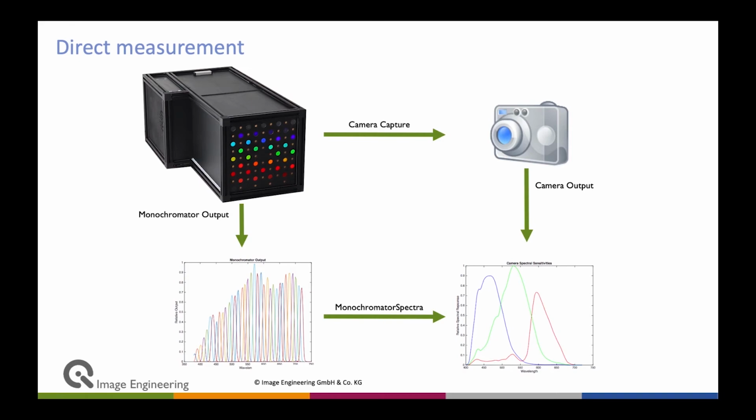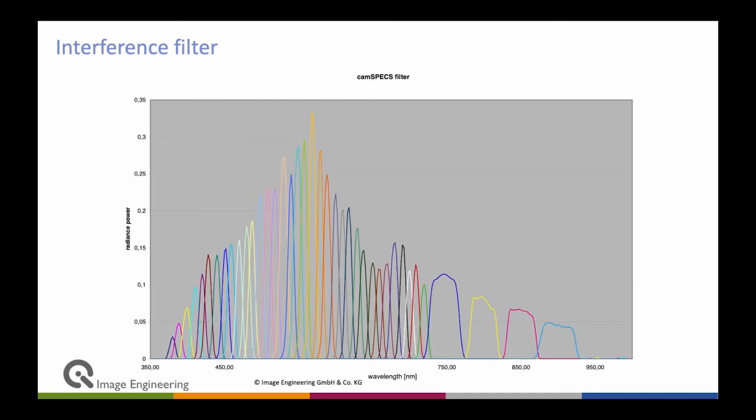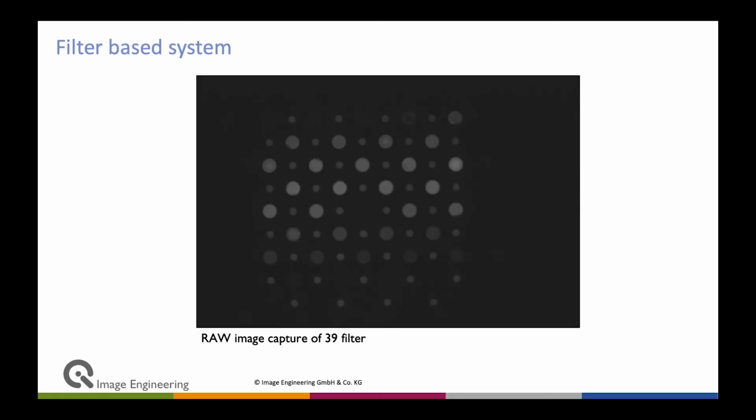So basically, how does that work? We have a monochrome output from these filters. The camera captures these, and together with the calibration data, so with the knowledge about the exact spectral range of each filter, how wide it is, what the peak wavelengths are, and so on, we can directly calculate the spectral sensitivity in 10 nanometer steps and then interpolate it into even finer steps if we need to. So these are the different filters that we use in the camspecs. That's a direct measurement.